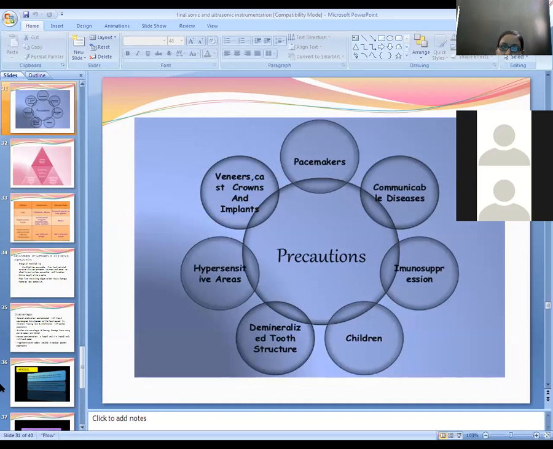What are the precautions while doing the ultrasonic instrumentation? You have to be careful in patients who have pacemakers, then communicable diseases, immunosuppression, then children, demineralized tooth structures, hypersensitive areas, veneers, crowns, and the implants. Among communicable diseases, nowadays there is one, which is COVID-19. You have to avoid ultrasonic scaling in that case, as it causes further spread of the disease.